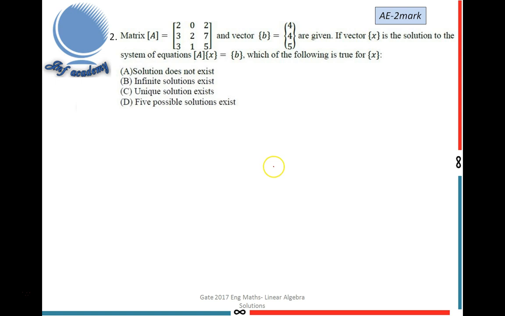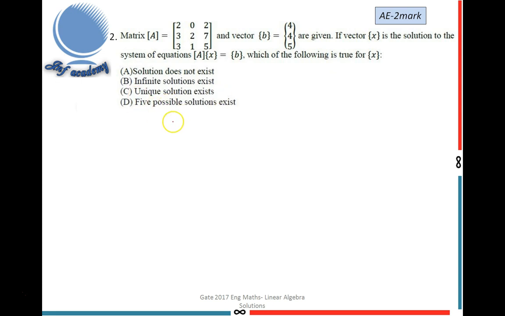Second problem: matrix A is given as 202, 327, 315 and vector B is also given as a constant vector. If vector x is the solution to the system of equations Ax equal to B, which of the following is true for x? Solution does not exist, infinite solutions, etc. This question is from aeronautical engineering, which has 2 marks.